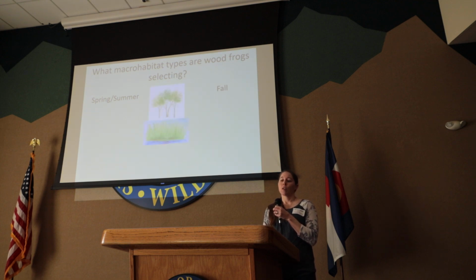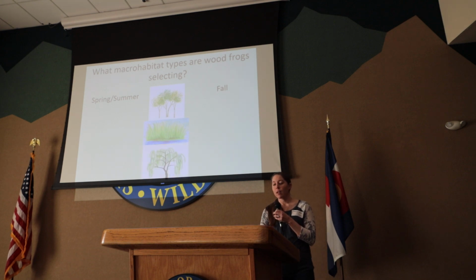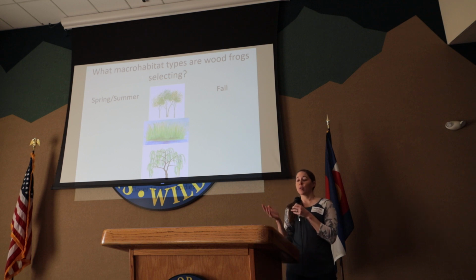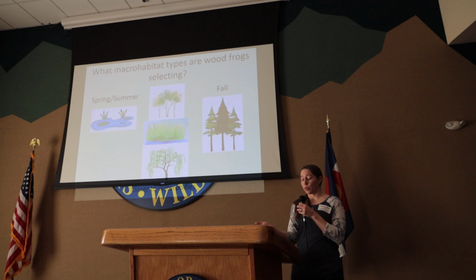And so across both of these seasons, we found that wood frogs had preference for more aspens, more wet meadows or pond edges, more willow patches, and to be closer to water bodies. But we did see one difference in that during the spring and summer, they also selected for more water, and during the fall, they selected for more forest.